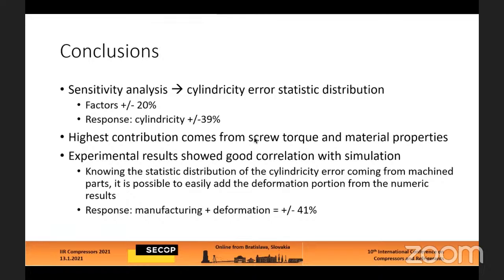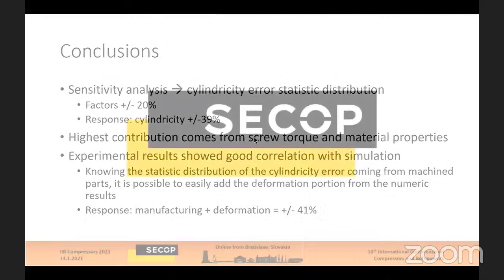The benefit of this is that measuring the cylindricity on the crankcase as a part alone is quite common practice. But if you want to know the final statistical distribution, you would need to do a very complex assembly procedure, measuring before and after assembly, with a special device to measure with the assembled head group and so on. So mixing this numerical and experimental approach is quite beneficial in this regard.